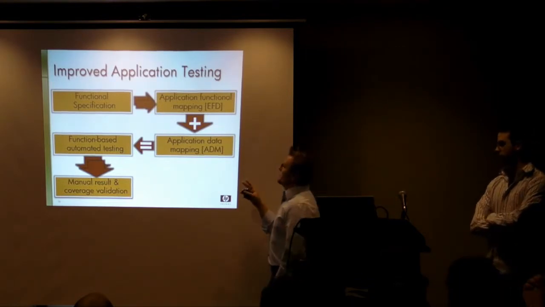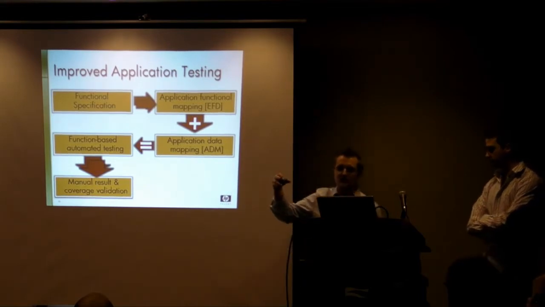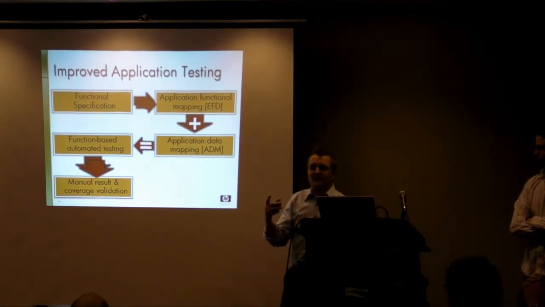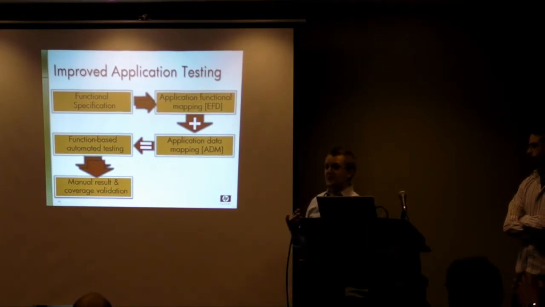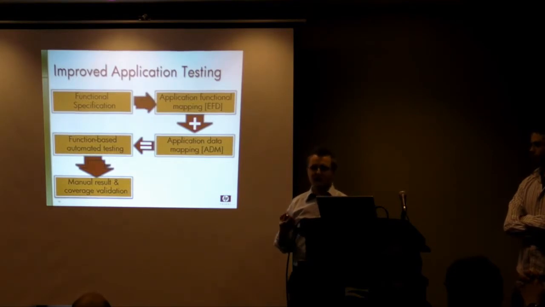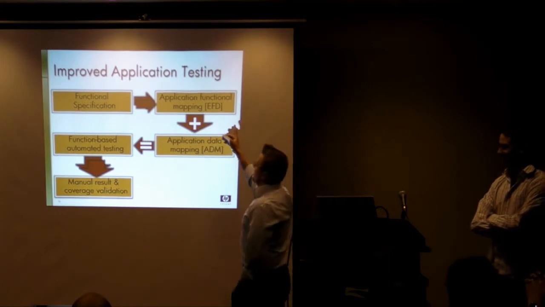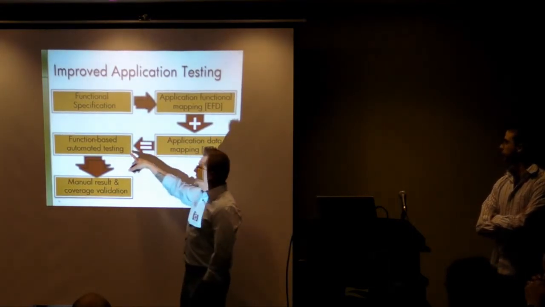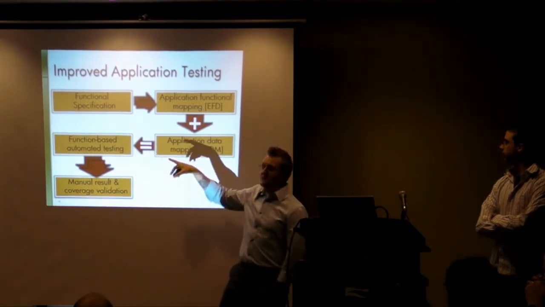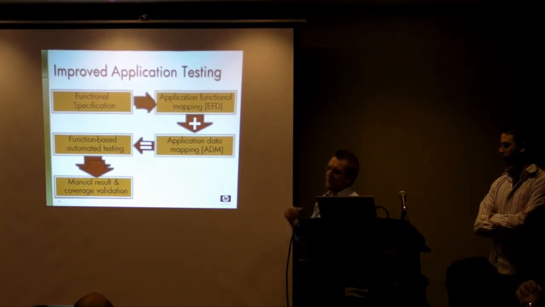So the improved testing process that we're hoping starts to catch on is: step 1, functional spec. Get to know your QA people. It's going to be a good idea. And if you don't have a functional spec to work from, someone's got to know what's going on. Come talk to me, and we'll help you figure that out too. There's application functional mapping first. Then we're going to build the ADM, map function-based automated testing, and then manually validate results.